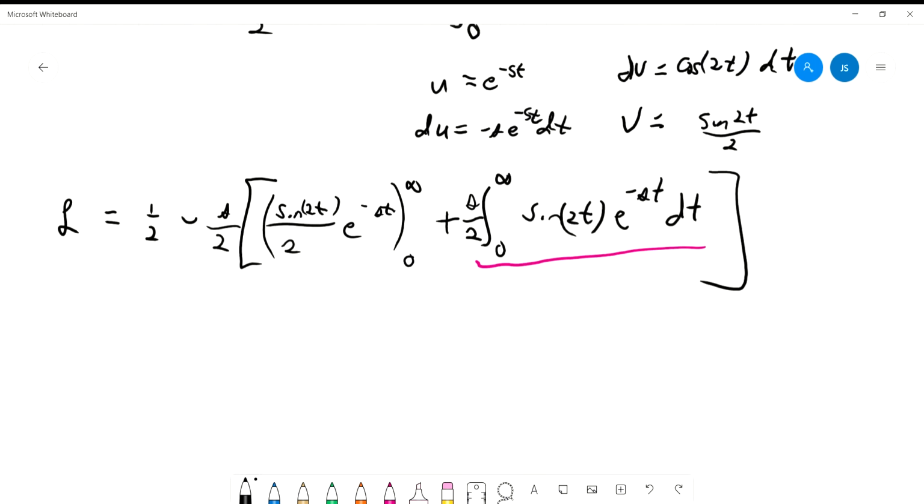First of all, let's distribute the minus s over 2. As t goes to infinity, that's going to go to 0. And as t goes to 0, sine of 0 is 0 as well. So that first term goes to 0, and we don't need those square brackets after all. And we have minus s over 2 times an s over 2. And then this whole thing is just a Laplace transform again.